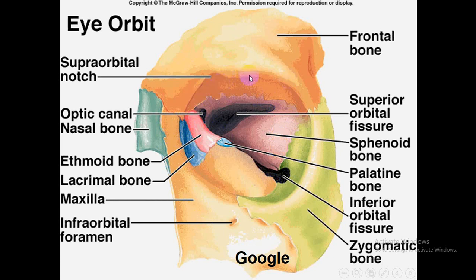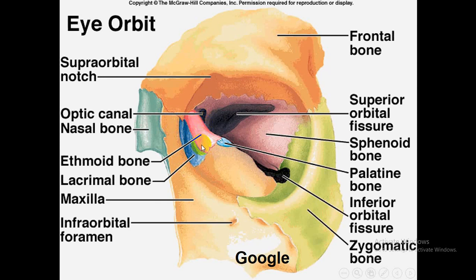The upper wall is formed by the orbital plate of the frontal bone and the lesser wing of sphenoid. The lateral wall is formed by the zygomatic bone and the greater wing of sphenoid. The floor is formed by the orbital plate of maxilla and palatine bone. The medial wall is formed by the frontal process of maxilla, lacrimal bone, ethmoidal bone and the body of sphenoid more posteriorly.